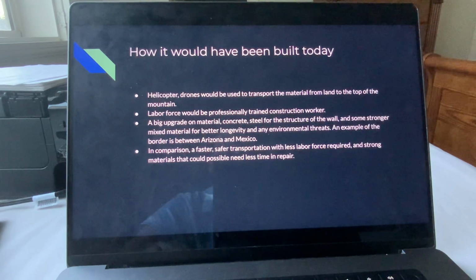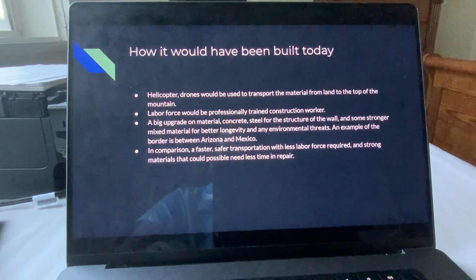So how would it have been built today? I think helicopters and drones will be used to transfer the material from the land to the top of a mountain. And the labor force will be professionally trained construction workers.